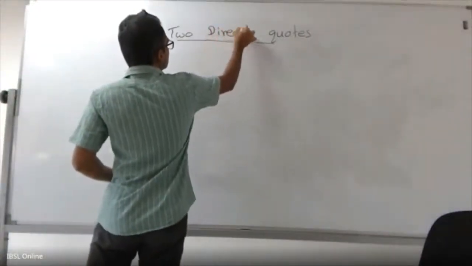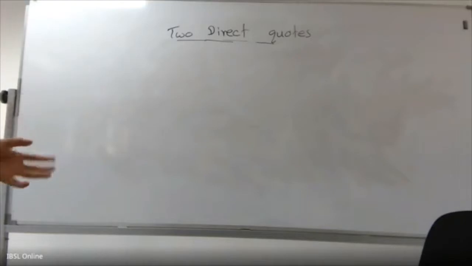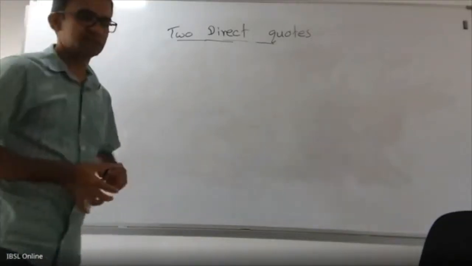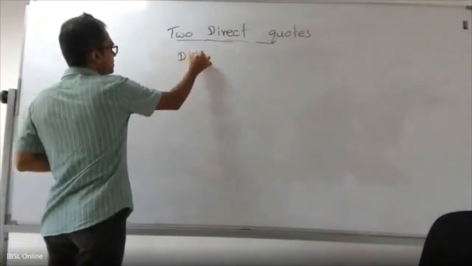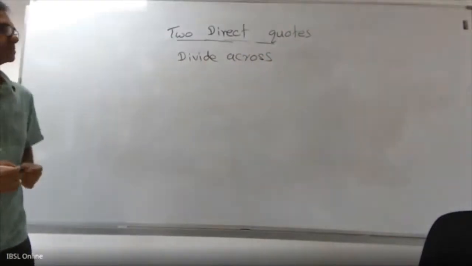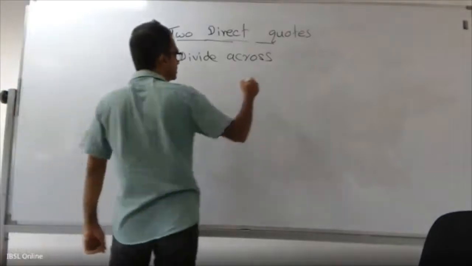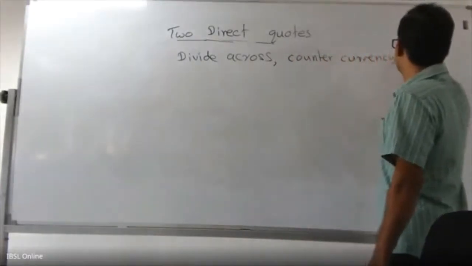The other combination is whenever you have two direct quotes. What does it mean, two direct quotes? What is a direct quote? Dollar is the base currency. In that currency pair, dollar is the base currency. So even in this case, the rule is divide across. But the difference here is now the counter currency is at the numerator.